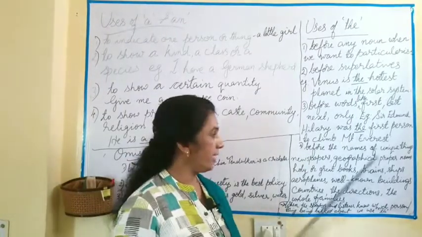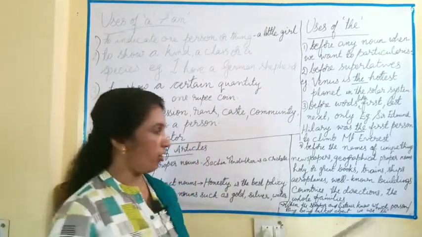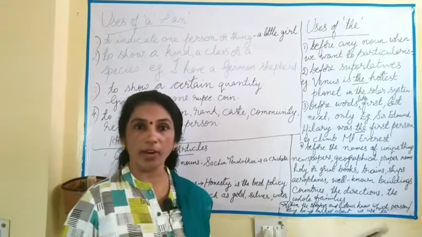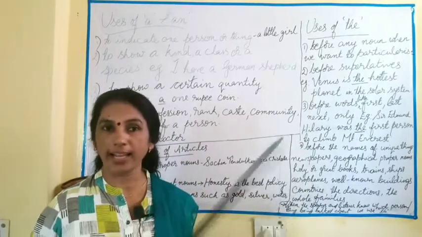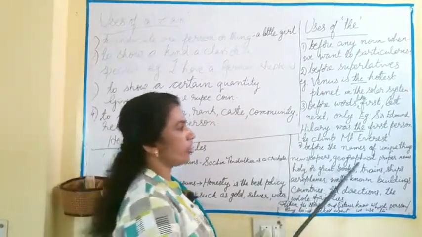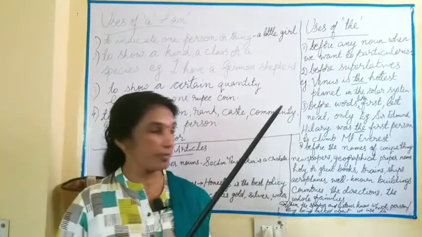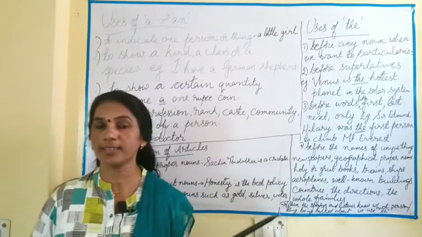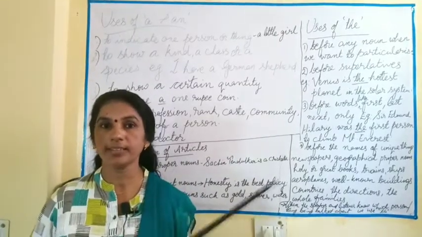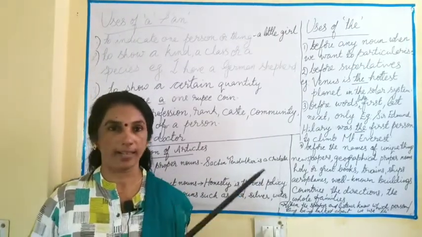And we use the before the names of newspapers. For example, the Hindustan Times. Before geographical proper nouns, for example, rivers. Geographical proper nouns means the names of rivers, mountains, like that.